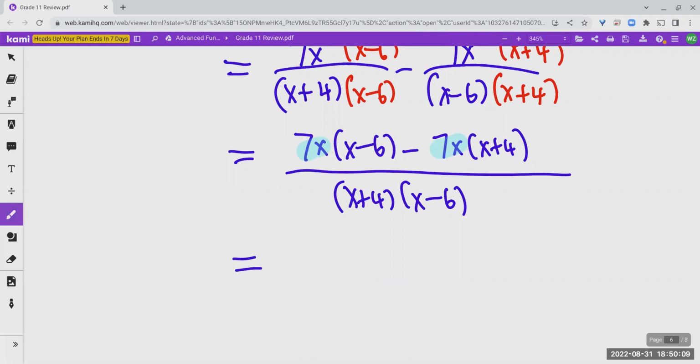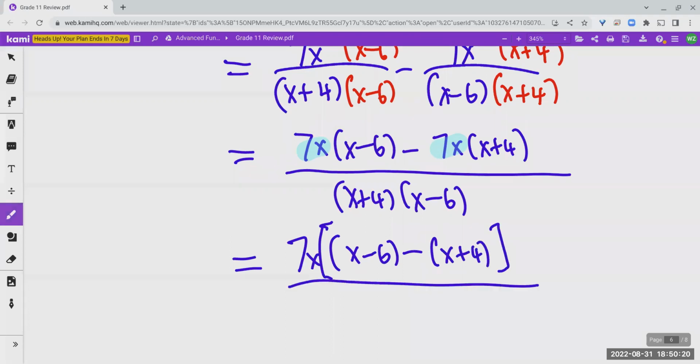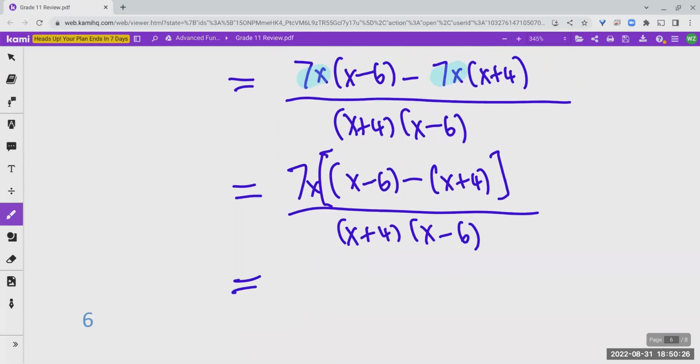Look, they both have a 7x, right? I can factor that out. So that would be x minus 6 minus, this is another bracket, x plus 4. Now, you might be thinking, why would you do that? I'll explain why I want to do that. Because I would much rather expand a -1 than a 7x. That's just me. You don't have to agree. I find doing this easier.